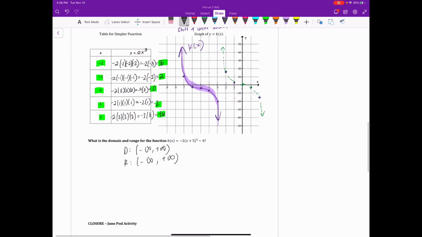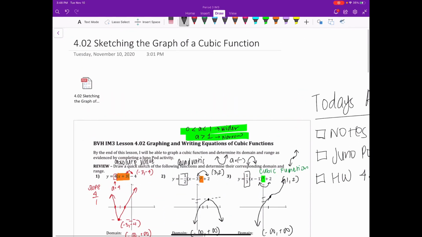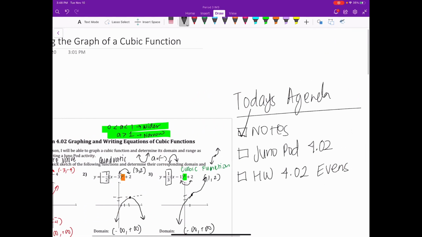And that's all. So next is your JunoPod activity. So with these notes, go ahead and do 4.02 JunoPod. So we did the notes, then do the JunoPod, and then submit your homework. This is found in Jupyter. And that is all.